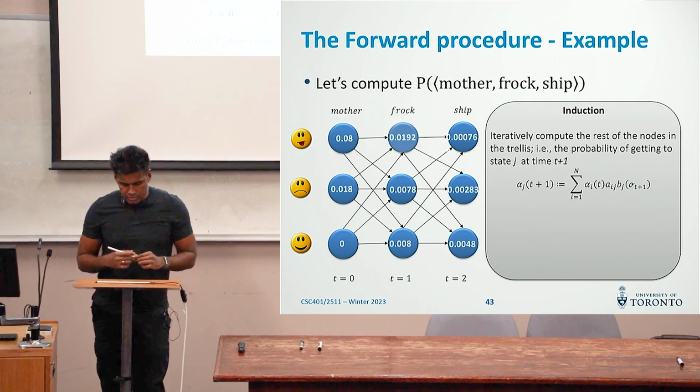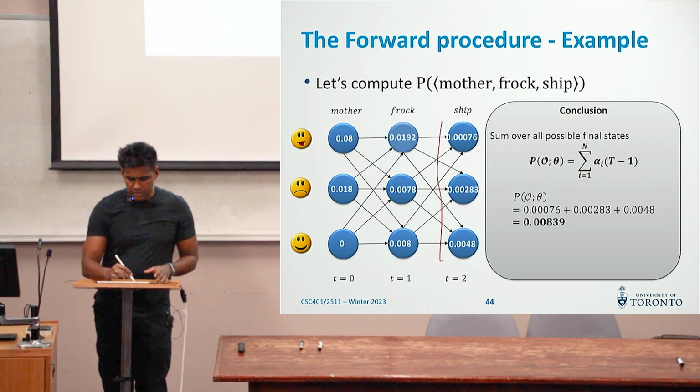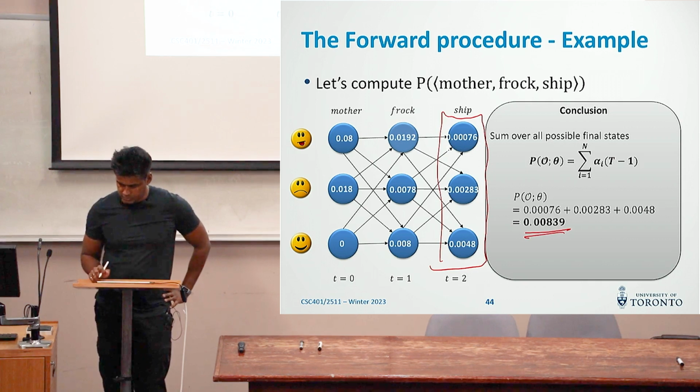All right, so we're done with the induction step, and in the conclusion step, we will just be summing over the last column over here. And that gives us our answer, our observation likelihood. And we're done.